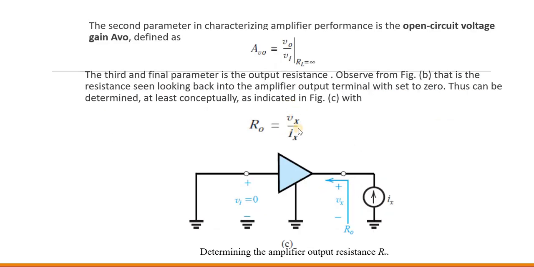So how can we calculate R naught? R naught is nothing but one test voltage we apply over here, that is Vx, divided by Ix. This is derived from the test voltage Vx. So R naught is nothing but Vx divided by Ix. Okay, so this is the output resistance formula. By considering input voltage as 0, you will be calculating the output resistance.